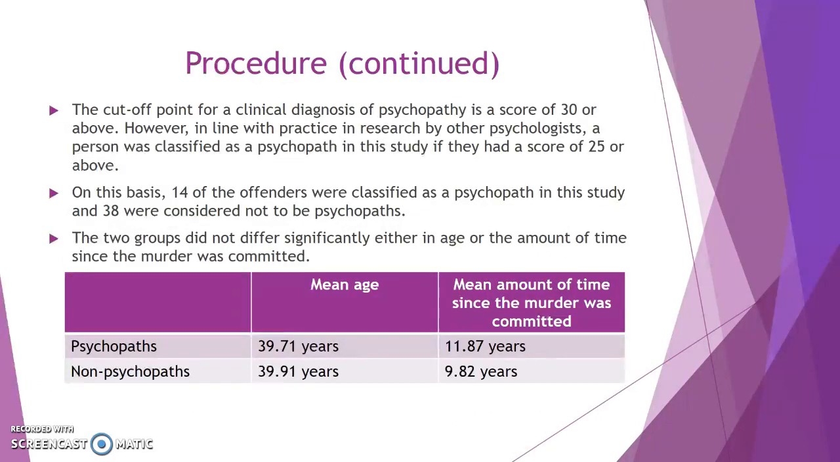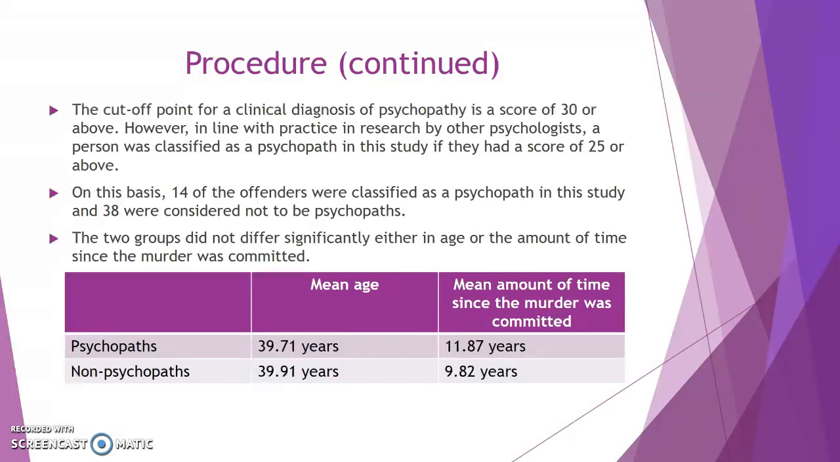The cutoff point for a clinical diagnosis of psychopathy is a score of 30 or above. However, in line with practice in research by other psychologists, a person was classified as a psychopath in this study if they had a score of 25 or above. On this basis, 14 of the offenders were classified as psychopaths in this study, and 38 were considered not to be psychopaths.